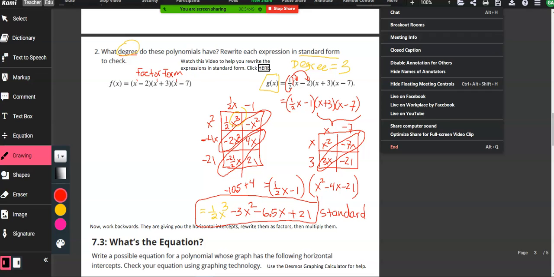Okay. So what I did on this example with the g, you could do it with the f. This one would be a little bit easier because you don't have a fraction with it. You just have whole numbers there.